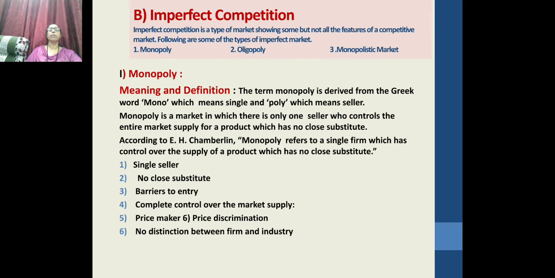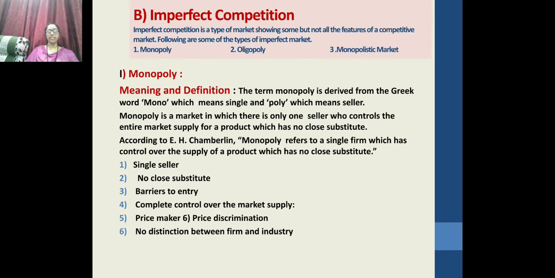फिफ्थ पॉइंट है प्राइस मेकर. अपन परफेक्ट कंपटीशन जब पढ़ाई किया है उसमें देखा है प्राइस टेकर है. परफेक्ट कॉम्पिटिटिव मार्केट प्राइस टेकर है. लेकिन मोनोपोली में मोनोपोलिस्ट क्या है? प्राइस मेकर है. He makes the price. मीन्स मोनोपोलिस्ट कैन फिक्स द प्राइस. He can decide the price.